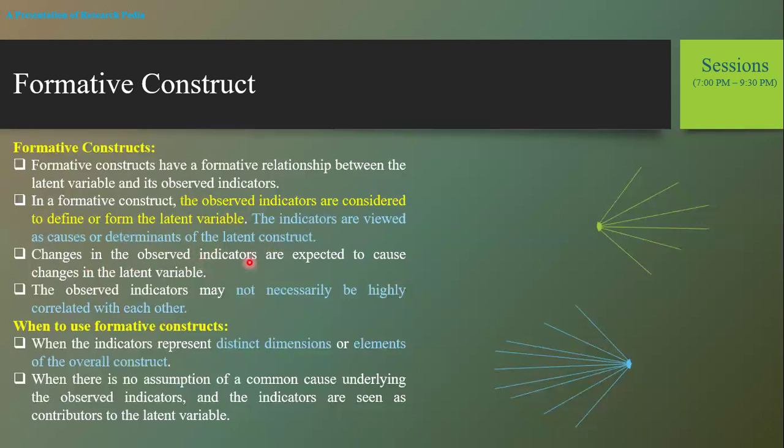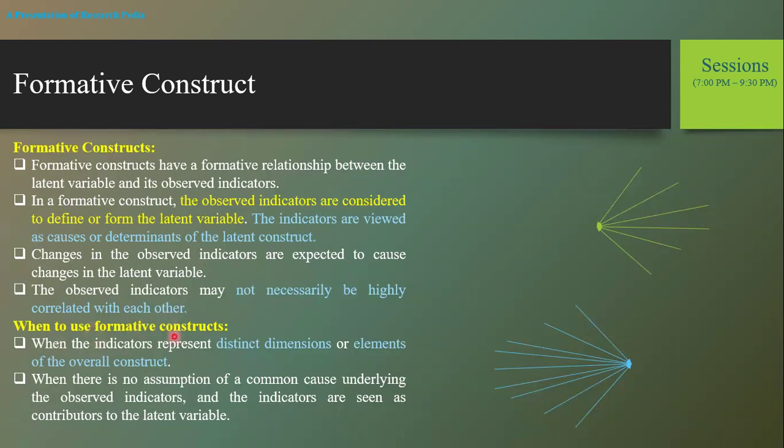Changes in the observed indicator are expected to cause the changes. That is the same thing that we have previously discussed. In both types of constructs, if you change the observed indicator, your latent variable would also change. The observed indicators may not necessarily be highly correlated with each other. That is the sole difference between formative and reflective constructs. In the case of reflective, they may be highly correlated, and in the case of formative they may not be highly correlated.